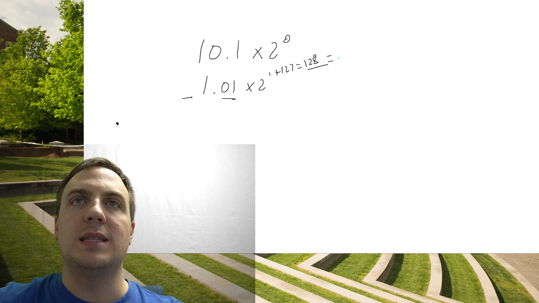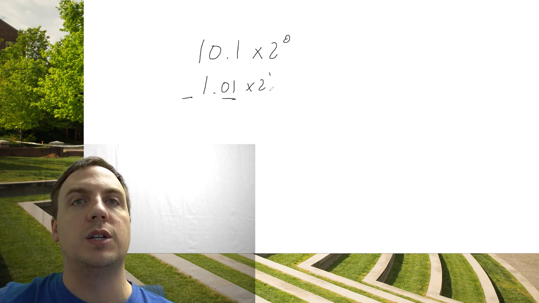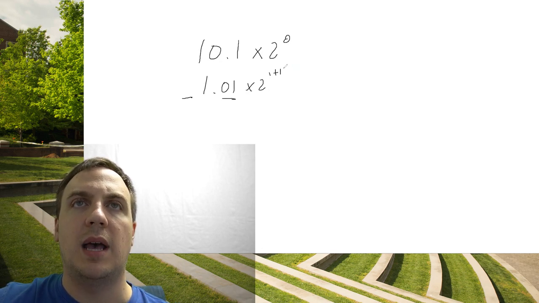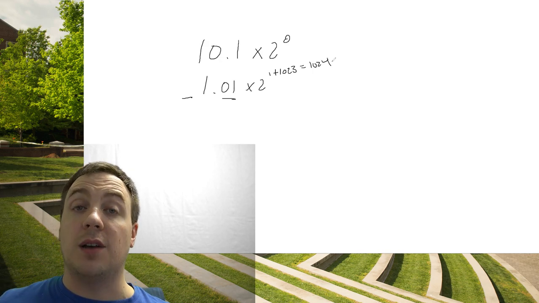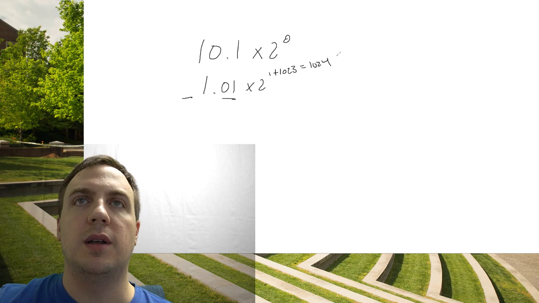Okay, so let's take a look at what this is going to look like in 64-bit. Well, all the steps are the same, except now instead of adding 127, we're going to add 1023, which gives us 1024. If you recognize that, that's also a power of 2. So let's go ahead and convert that into binary.